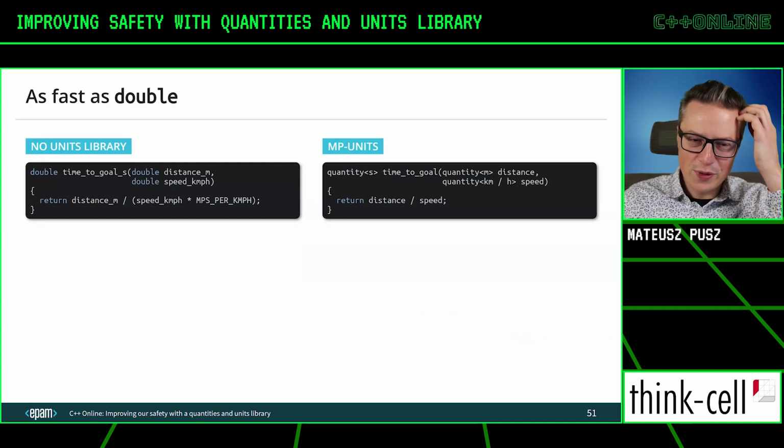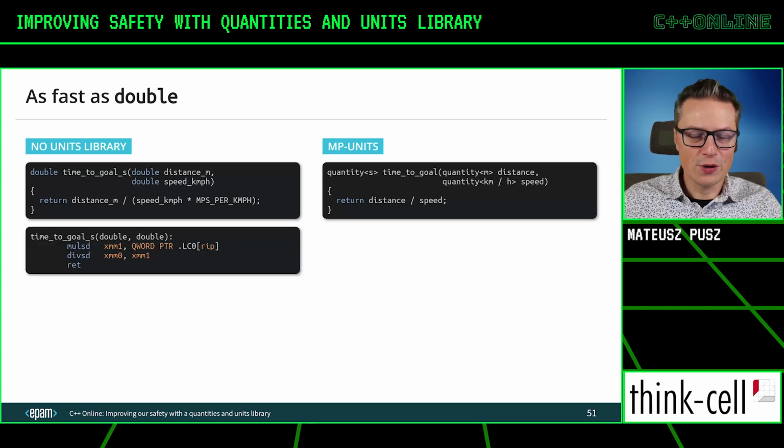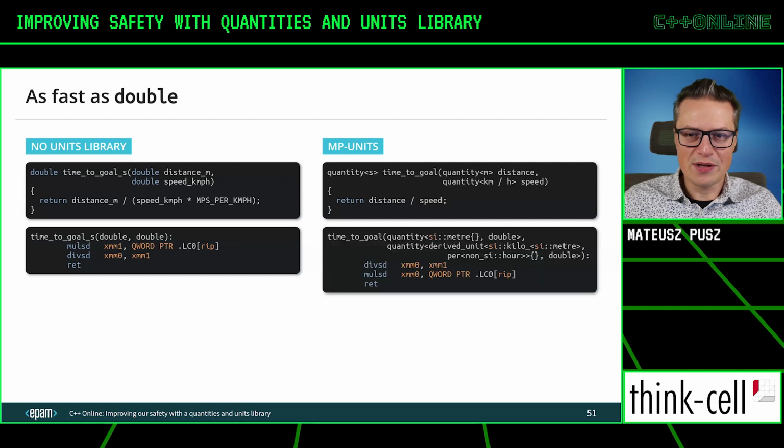And talking about performance, we have those two functions using plain doubles and strong quantities. If you look into the assembly of one, it is just those two operations. If you look at the assembly of the second one, those are also the same assembly instructions, just the order is inverted here because we are doing conversion after division, not before. This just depends on the logic that was implemented in this function. But exactly those two same instructions are being done, so it's as fast as a double.